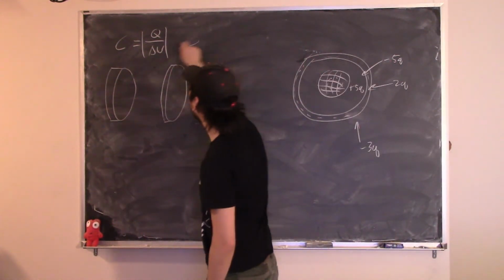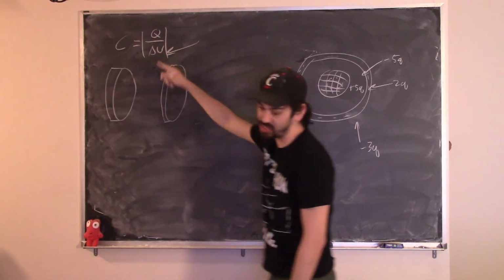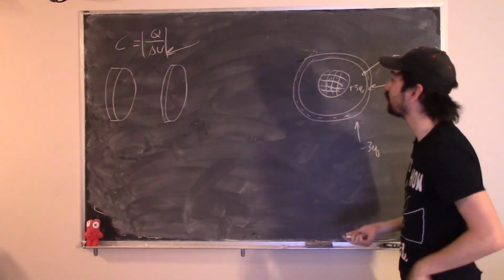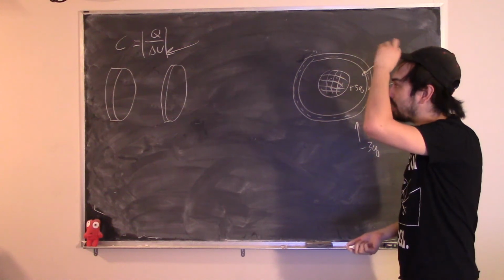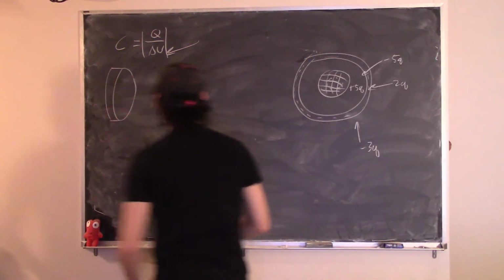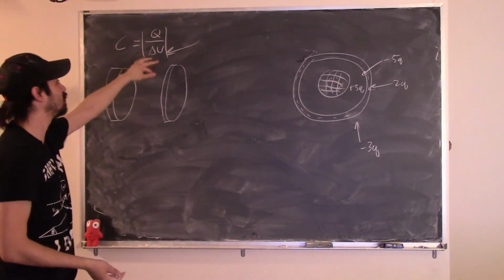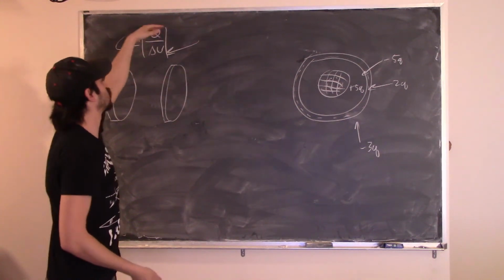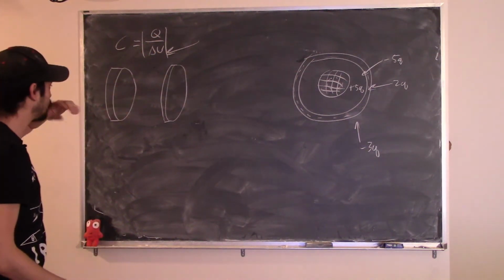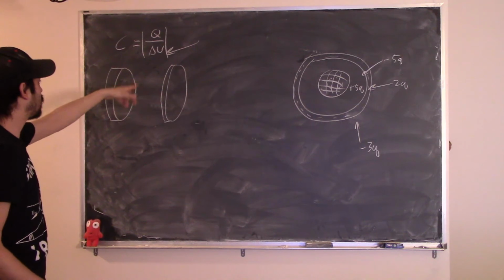So this delta V, like I was alluding to earlier, is the same delta V that we were calculating when we were applying Gauss's law. And the extra step to calculating capacitance is really just to find what delta V is, and then take the ratio of the charge to delta V. So let's see how this works.